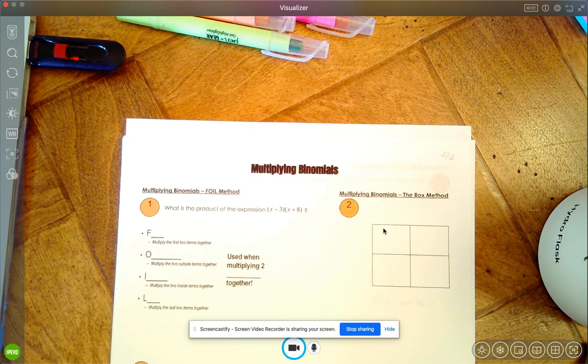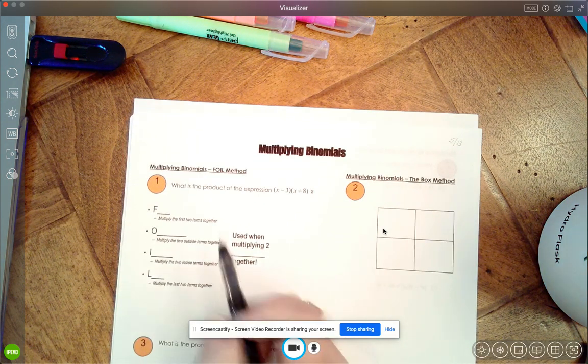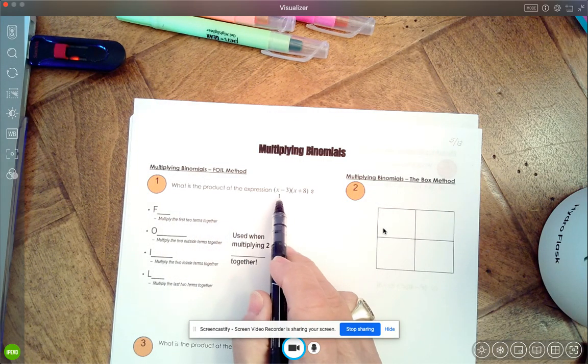Today we are going to continue multiplying, but today we're just multiplying two binomials together. Yesterday we had a monomial that we were distributing. Today we're going to have two binomials. So let's look at what we have to begin with. We are asked, what is the product of the expression x minus 3 times x plus 8?